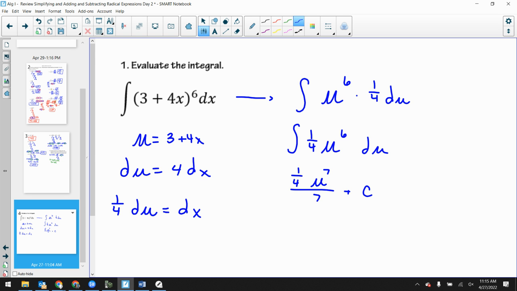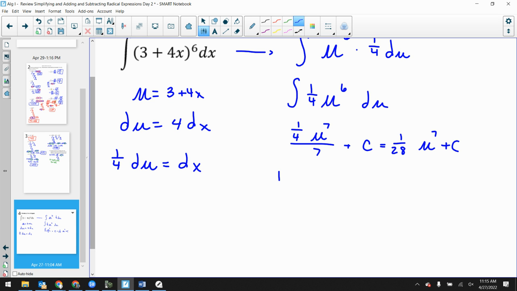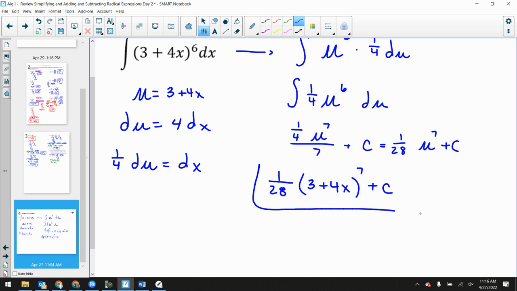Let's reduce that a little bit. 1/4 over 7 is 1/28. So 1/28 u to the 7th plus c. And now don't forget that you cannot leave u in your answer. You need to put u back in. So 3 plus 4x needs to go back in place for u. Substitute it back in. I've got 1/28, 3 plus 4x raised to the 7th power plus c. And that's what I have as my final answer.